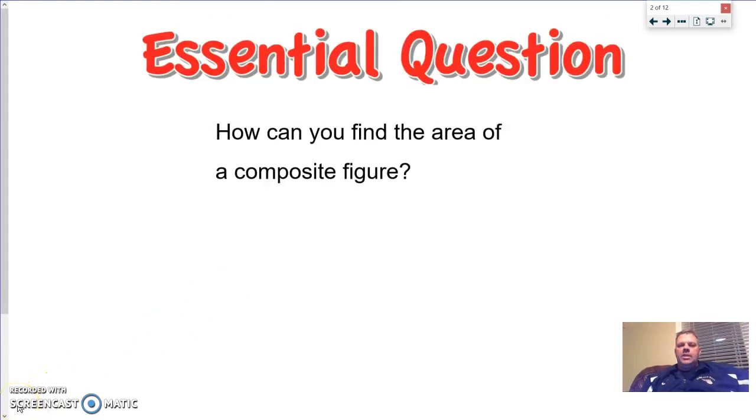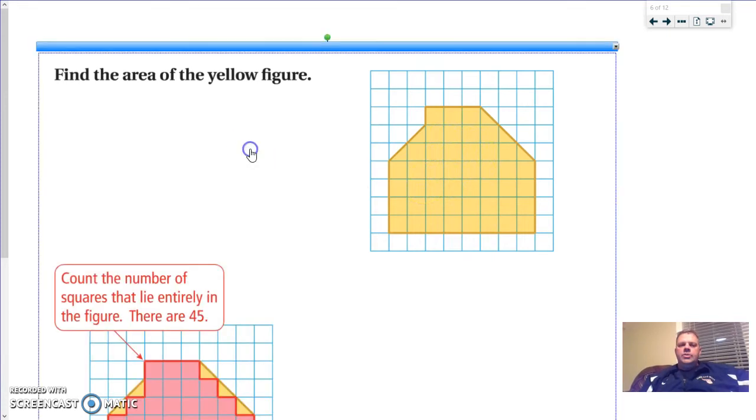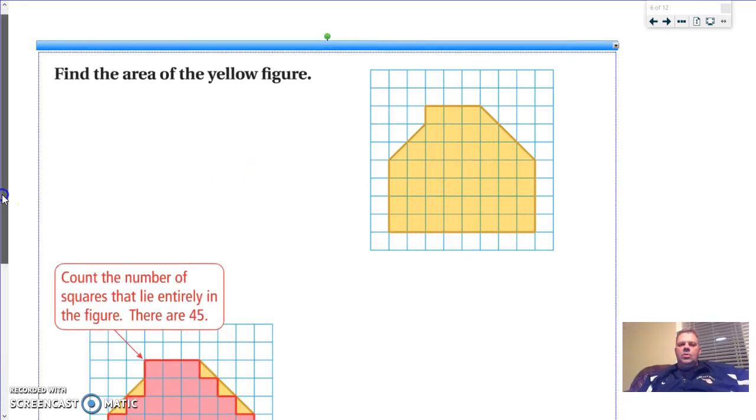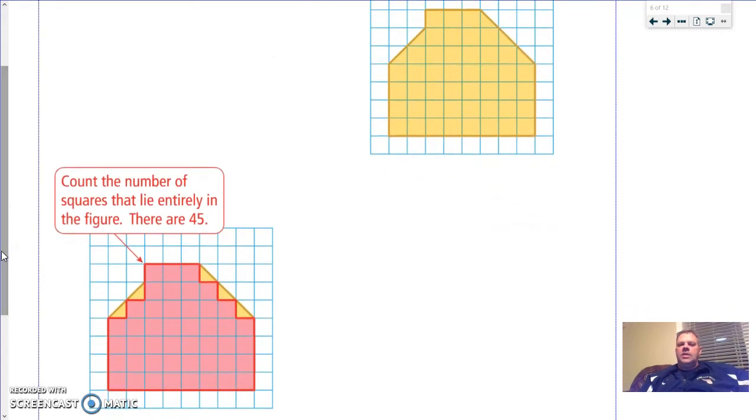Yesterday for lesson 8.4, we started with the essential question of how can you find the area of a composite figure. Remember, we're finding area, which means the inside of that figure. A composite figure is just two or more figures put together to form a new figure. In our first example today, we are to find the area of this yellow composite figure. As you can see, we can count the squares that lie entirely inside the figure.